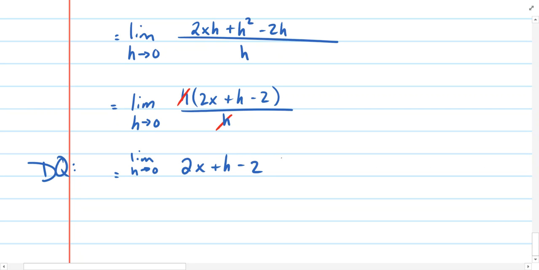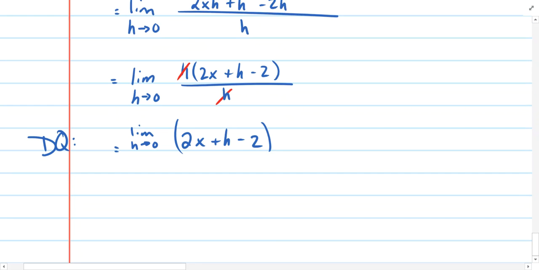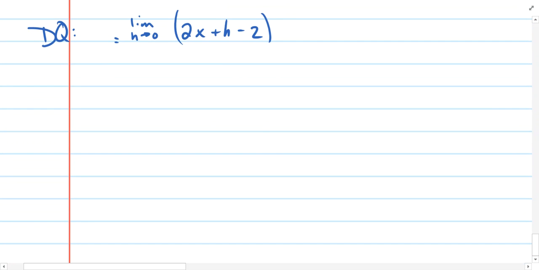Now this expression here, this one we can use direct substitution. We certainly can substitute the number 0 in place of h, and so since we can directly substitute, we absolutely would if we wanted to use this.